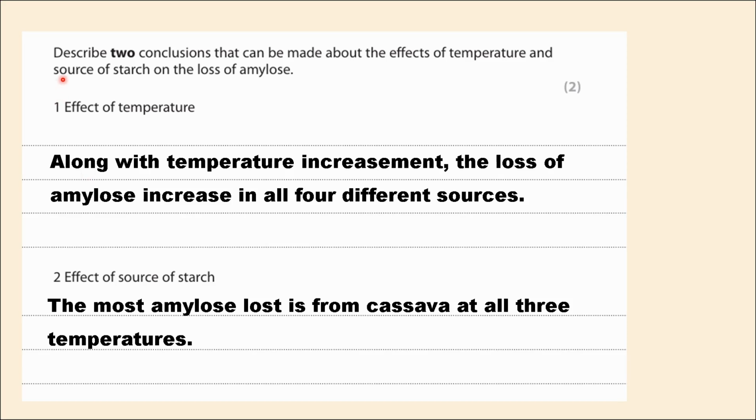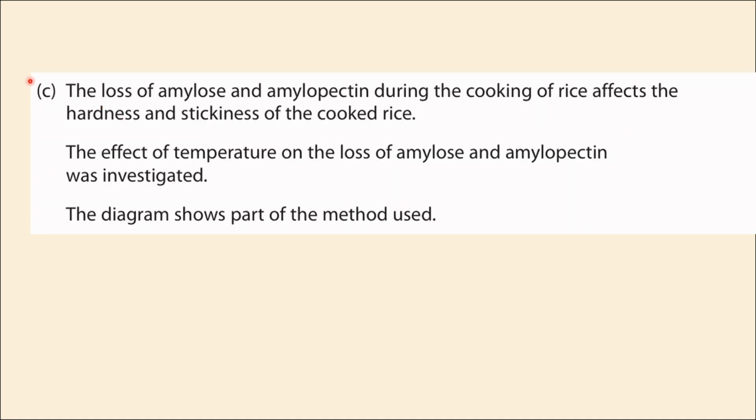So the question is, describe two conclusions that can be made about the effects of temperature and source of starch on the loss of amylose. So under effect of temperature, you can write like this. Along with temperature increase, the loss of amylose increases in all four different sources. And if you talk about effect of source of starch, you can see the most amylose lost is from cassava at all three temperatures. We'll be moving to the C part.